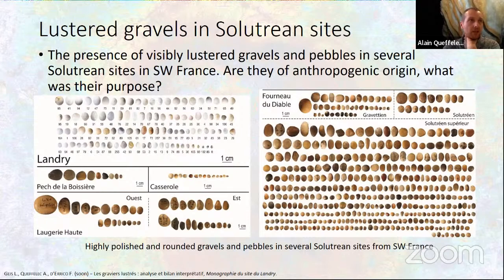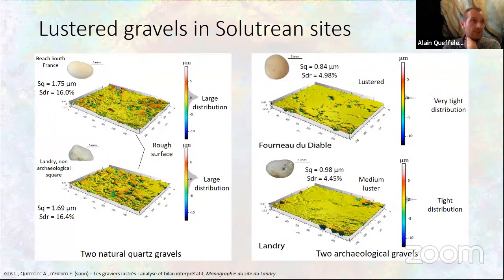In this presentation, I will only focus on the surface texture analysis we conducted, but the work also contains other studies. As you can see here, we measured with the same protocol beach gravels, gravels from the open-air site with no connection to the archaeological layers, and gravels from different archaeological sites. The gravels from archaeological sites clearly show higher polish with lower values of roughness parameters SQ and SDR. That is explained by a tighter distribution of the heights.